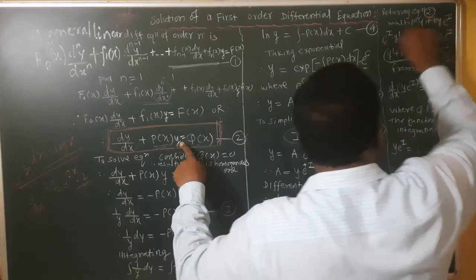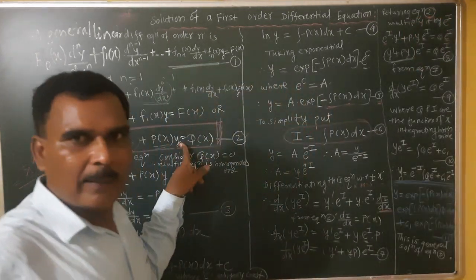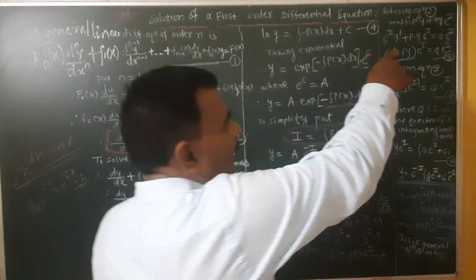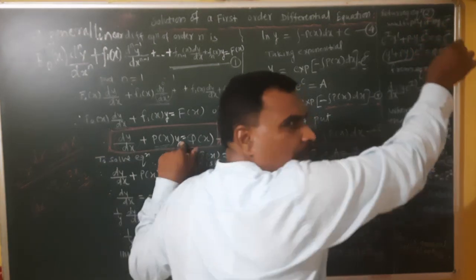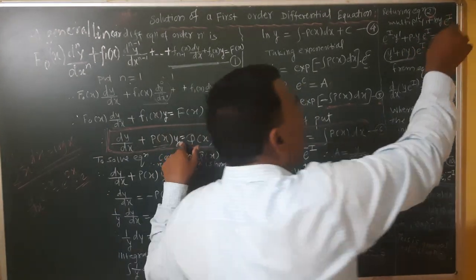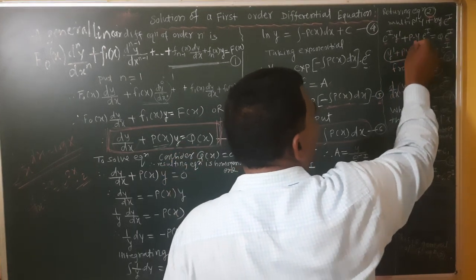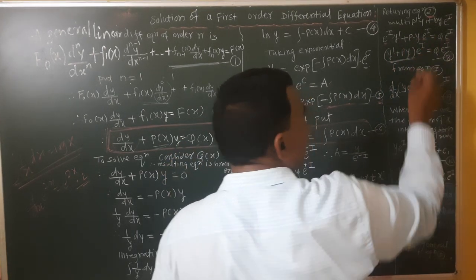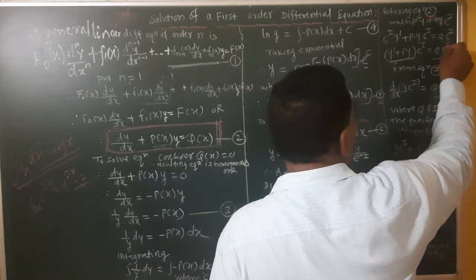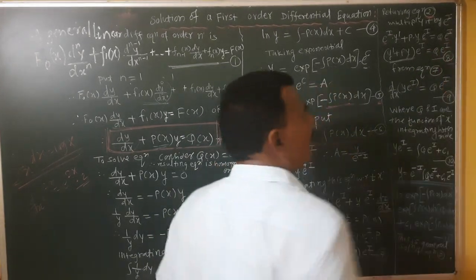Equation 2 has been multiplied on both sides by e raised to I. Do you all understand what it looks like? Okay. After that, y dash plus p into y, this e raised to I is the common factor, into q into e raised to I, is equation number say 8.